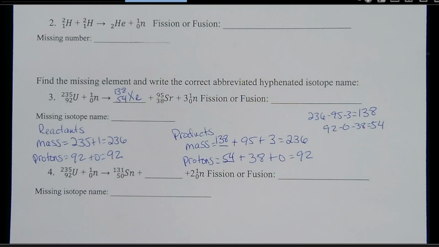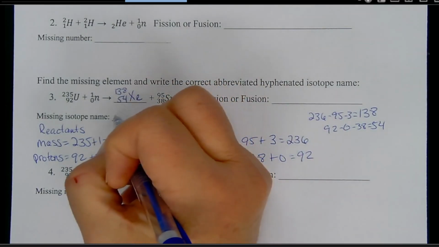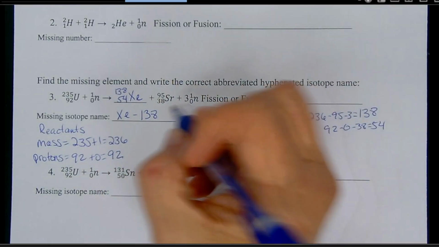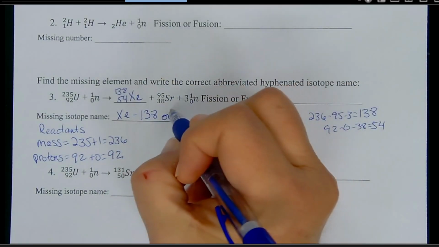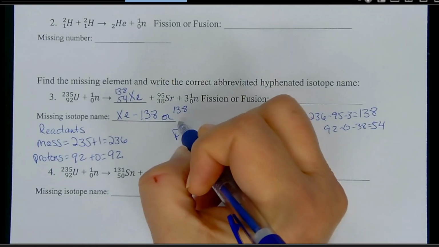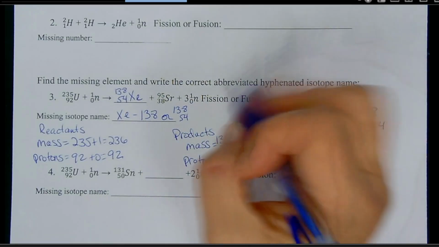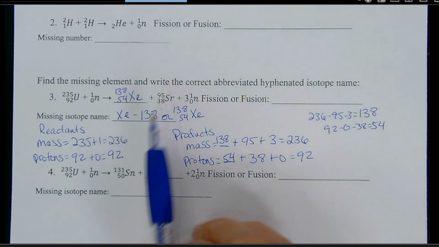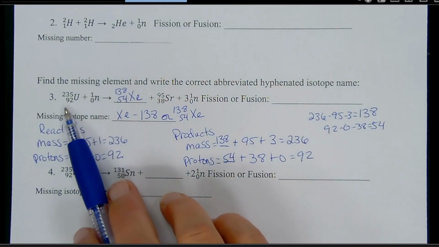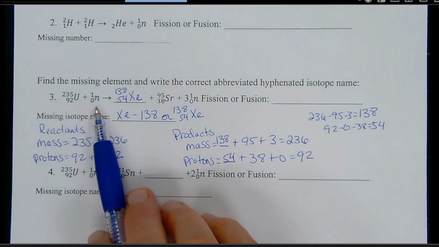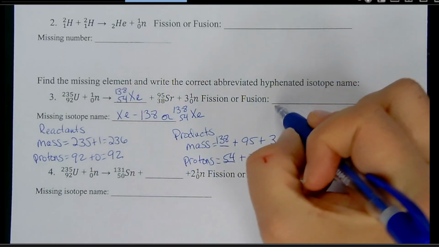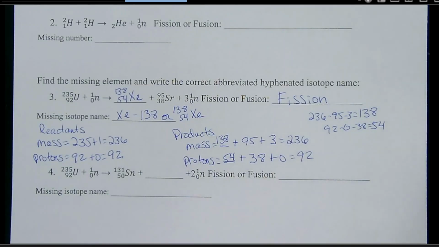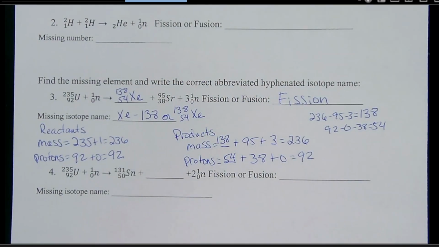Okay, and you can write it 2 different ways here. You can write it as Xe-138, or you can write it in nuclear isotope notation, okay? And then determine, is this fission or fusion? Of course, now again, we're going to start with the large one with the neutron in it, splitting into 2, so this would be fission. Okay, hopefully that gets you started. If you have any questions, let me know.